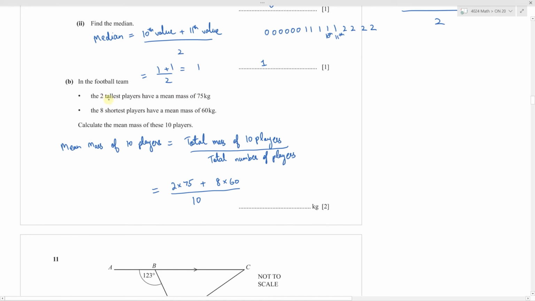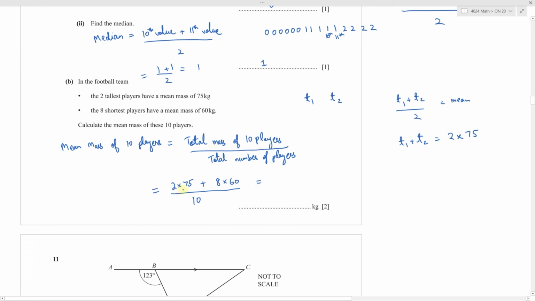Let's take these two tallest players. Let's call their masses T1 and T2. So two tallest players, one has mass T1, the other one has mass T2. What will be the mean of these two masses? It will be T1 plus T2 divided by 2 equals the mean. So T1 plus T2 will be 2 times the mean, which is 75. So the sum of their masses is 2 times 75, and you can do a similar calculation for the 8 shortest players as well, and the sum of their masses will be 60 times 8. So when you add all of them together, you will get the total mass of 10 players.